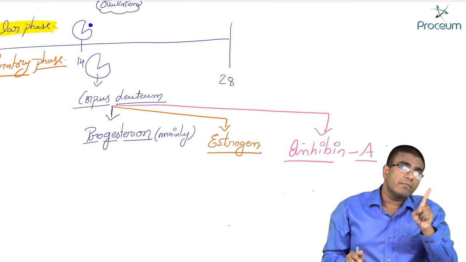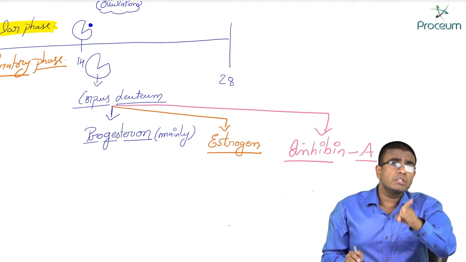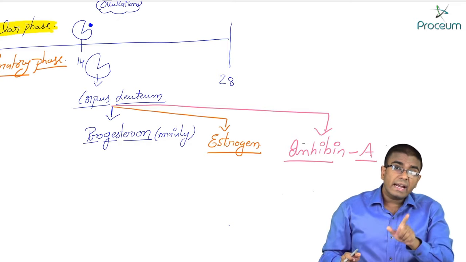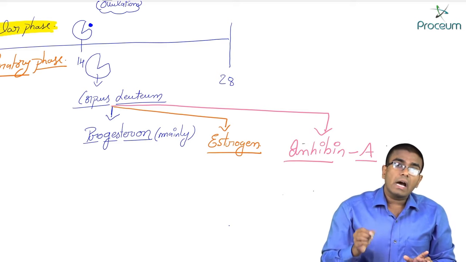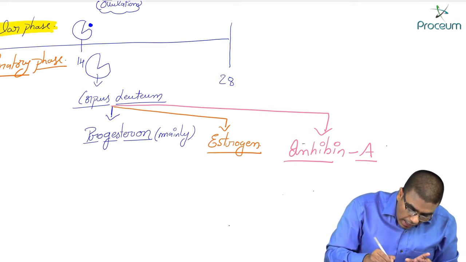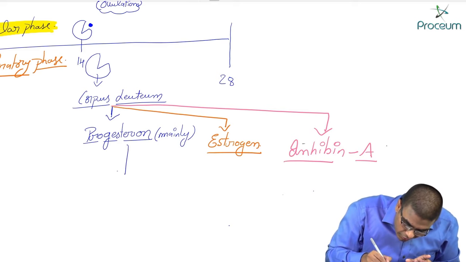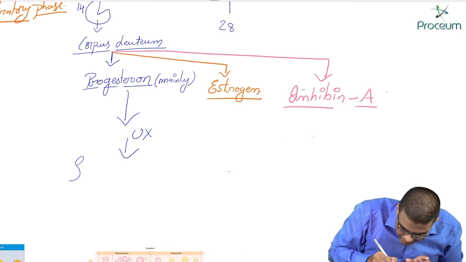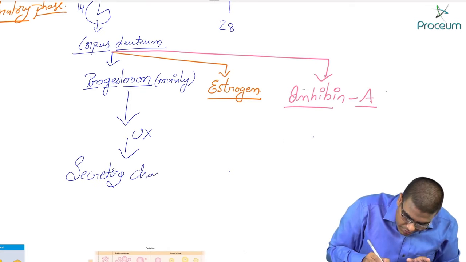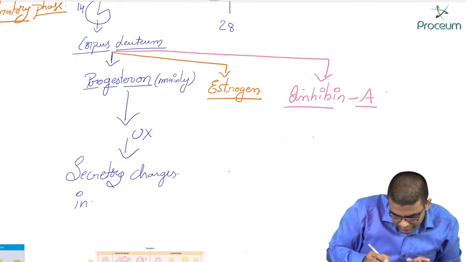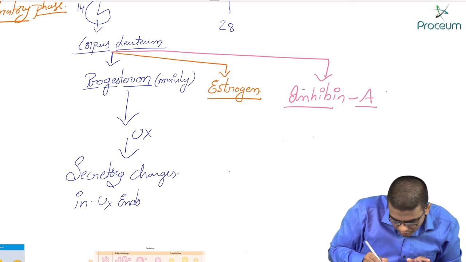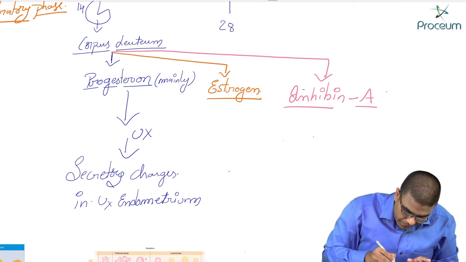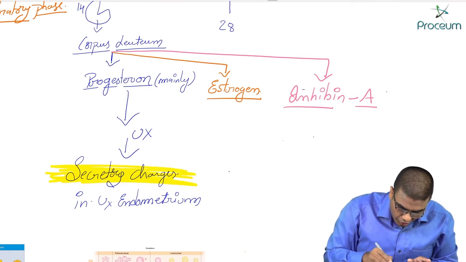It's the follicles in the first phase. Remember, in the first phase, follicles produce estrogen, and estrogen brings proliferative changes in the uterine endometrium. Now, in the second half of the menstrual cycle, it's the corpus luteum producing progesterone. This progesterone will rush into the uterus, and in the uterus it will bring secretory changes in the uterine endometrium. So the secretory changes in the uterine endometrium are because of progesterone.